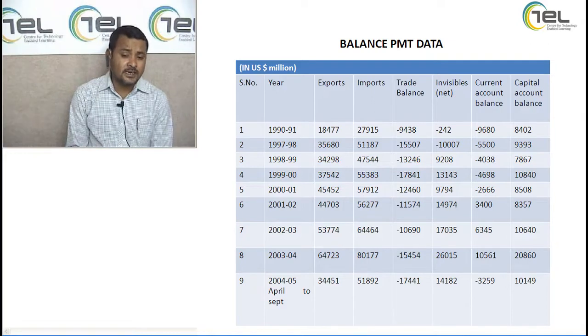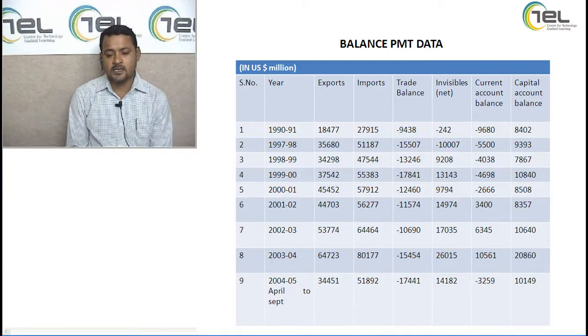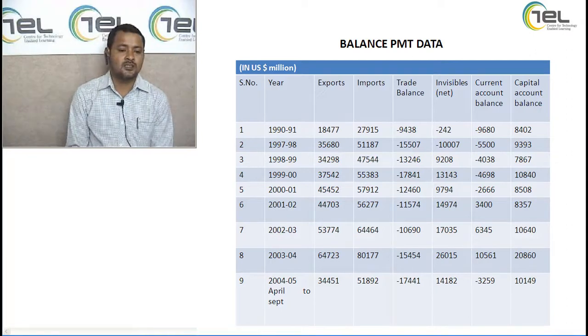But in the year 98-99, even if imports decreased very radically, invisible items grew. Instead of being negative 10,000 crores in the previous year, they increased tremendously to positive 9,000 crores. Because of that, there was a dramatic change in the balance of payment situation of India. In 2001, in 2000 also, it grew. And right now, in 2003-4, it's 26,000 plus.